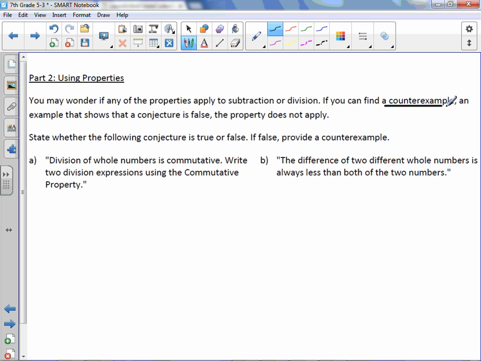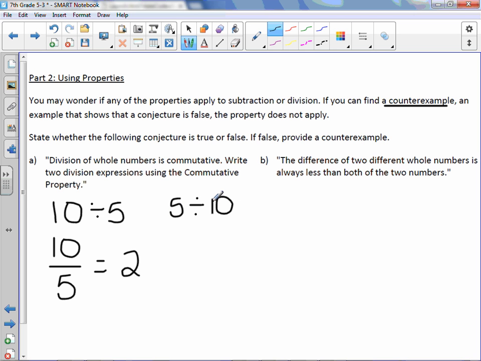So we need to try and find a counterexample, meaning something that will prove it to not be true. If we can't do that, then it must be true. So let's take a look here. You're dividing whole numbers, so let's do simple 10 divided by 5, or let me write this in fraction form, 10 divided by 5. When you divide that, you get 2. Now let's try the other way. 5 divided by 10, well, that's a fraction, and you can reduce it, but it's 1/2.